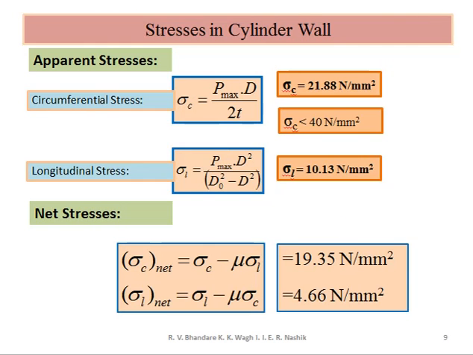Then we see the stresses in the cylinder wall. What are the apparent stresses we get? That is by the formula of the thin cylinder again. We calculate sigma C, putting in the P max value, capital D, the cylinder bore diameter, and the thickness of the cylinder, and we get the circumferential stress as 21.88, which is less than 40 Newton per mm square. The longitudinal stress is 10.13 Newton per mm square, and when we calculate the net stress, we get 19.35 Newton per mm square, and by the second correlation we get 4.66.